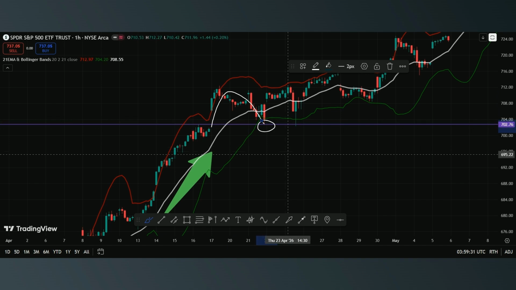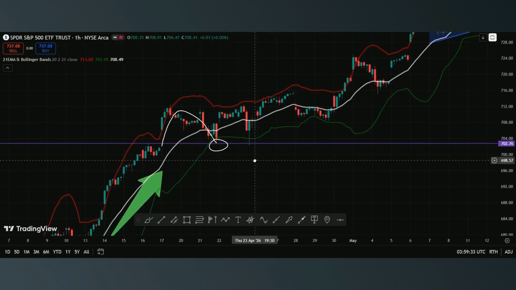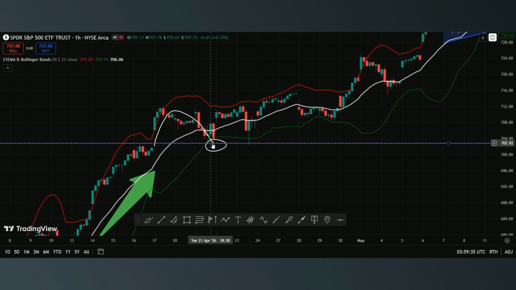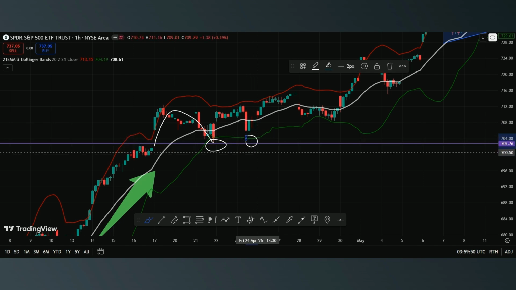Just based off that alone, you could have what? You could have bought that dip at 703 and rode it all the way back up to 710. That's a $7 to $8 move. Same thing: we went up again, rejected, and came back into that same spot. Breakout retest continues to play out. Look at that. Not only that.